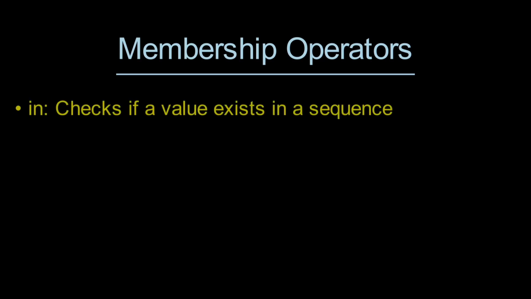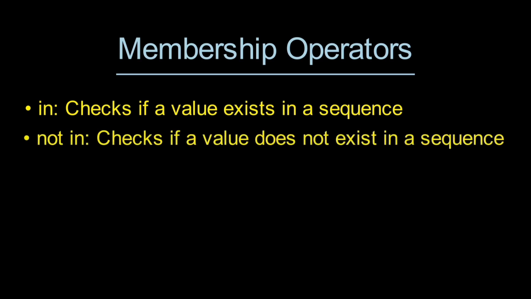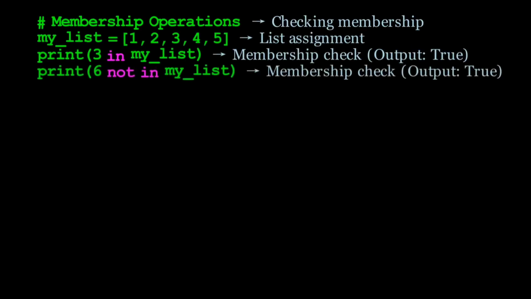Next, the membership operators. They are an elegant way of checking if a value exists in a sequence. The in operator checks if an element exists within a sequence. The not in operator verifies if an element is absent from the sequence. Here we create a sample list containing the numbers 1 to 5. Let's check if 3 is in our list. The in operator returns true because 3 is indeed one of the elements. Now let's check for 6. Not in returns true because 6 isn't present in our sequence.